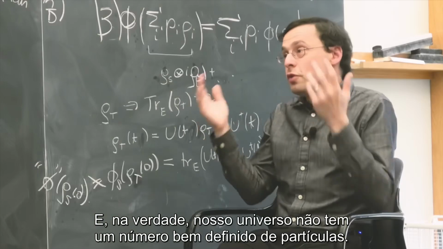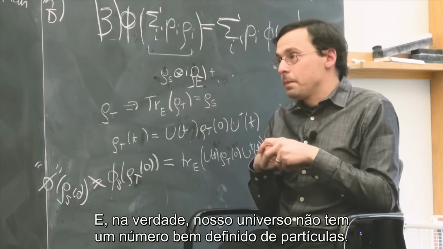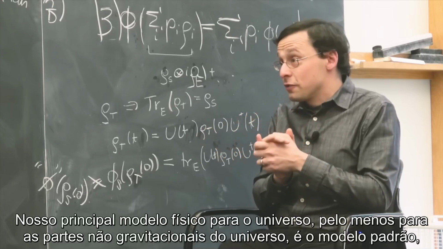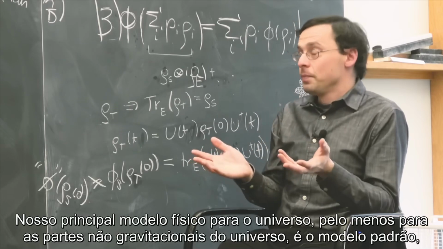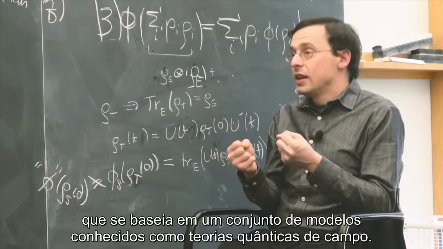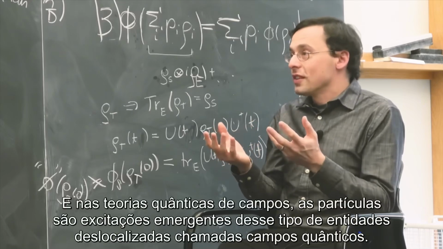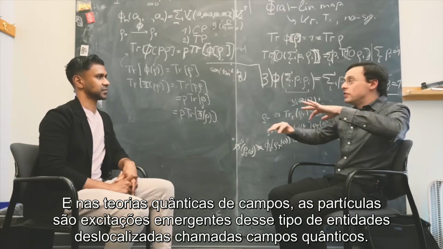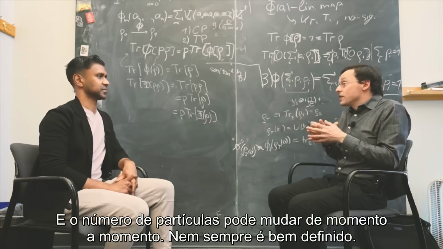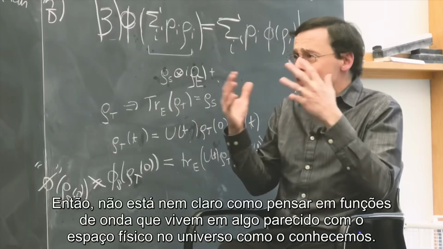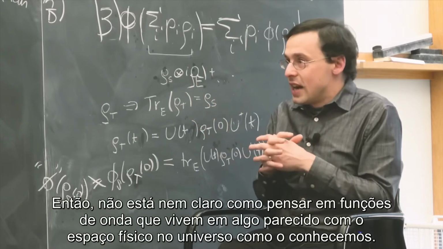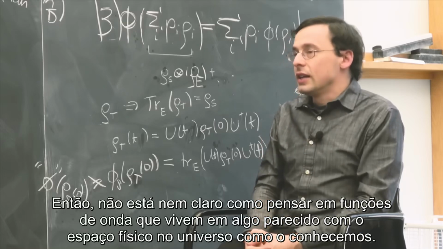And actually, our universe does not have a well-defined number of particles at all. Our leading physical model for the universe, at least for the non-gravitational parts of the universe, is the Standard Model, which is based on a set of models known as quantum field theories. And in quantum field theories, particles are emergent excitations of these delocalized entities called quantum fields. And the number of particles can change from moment to moment. It's not always well-defined. So it's not even clear how to think about wave functions that live in anything like physical space in the universe as we know it.